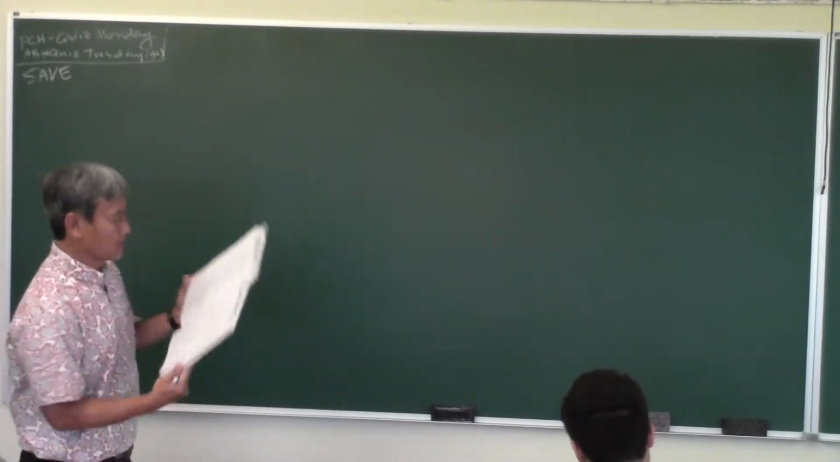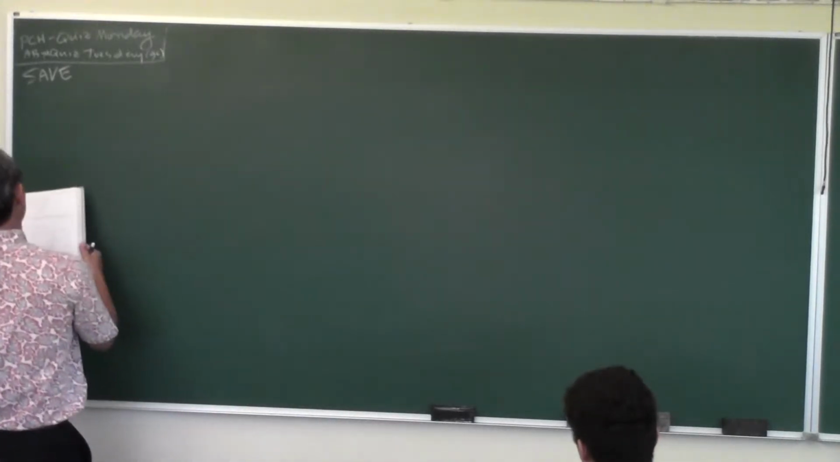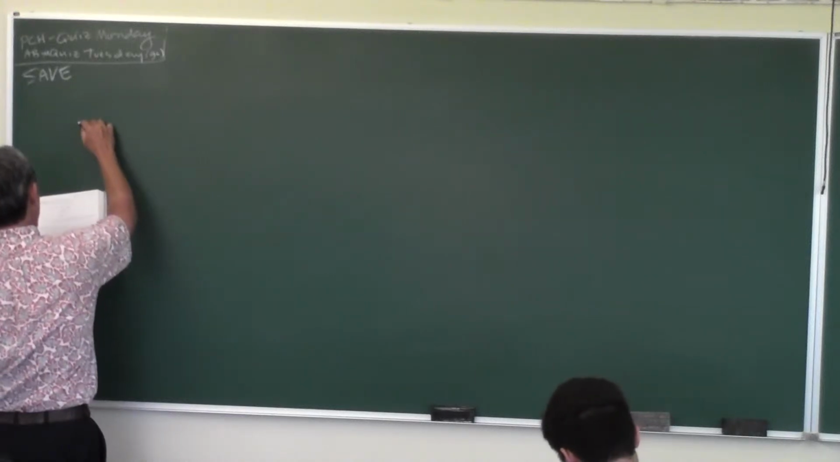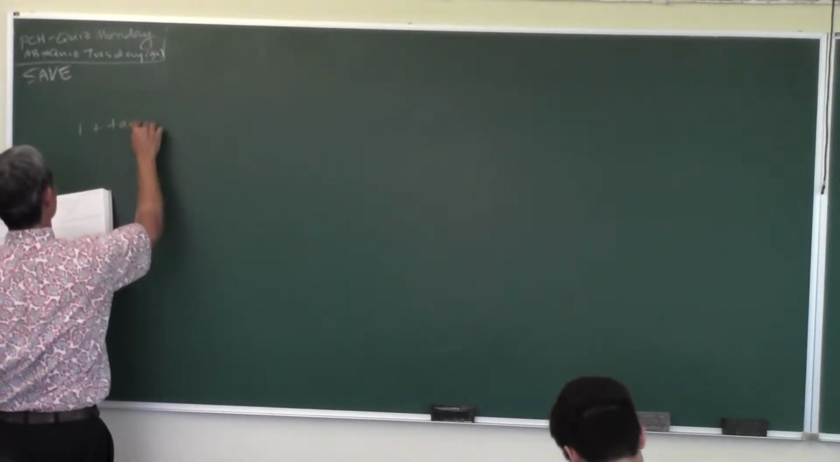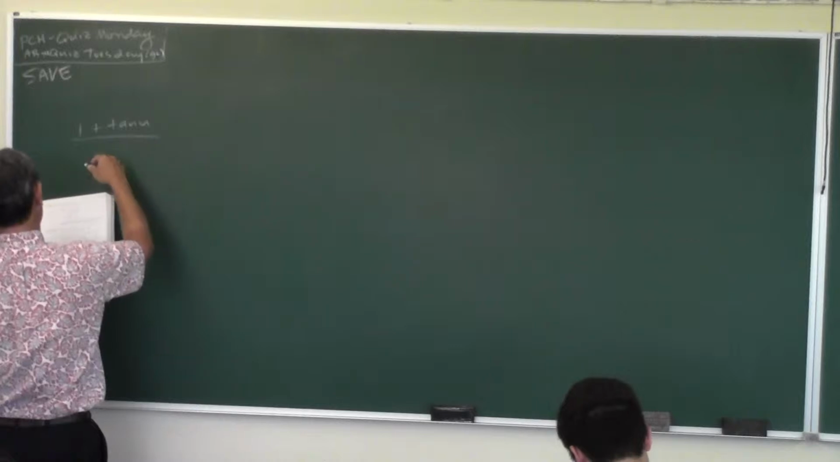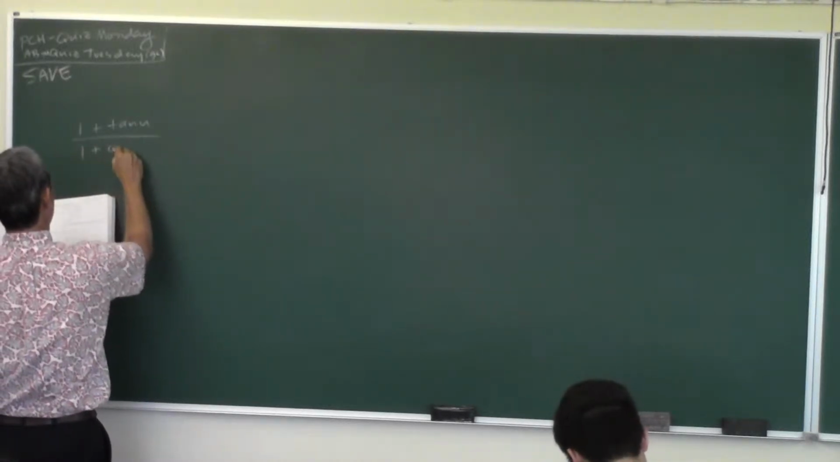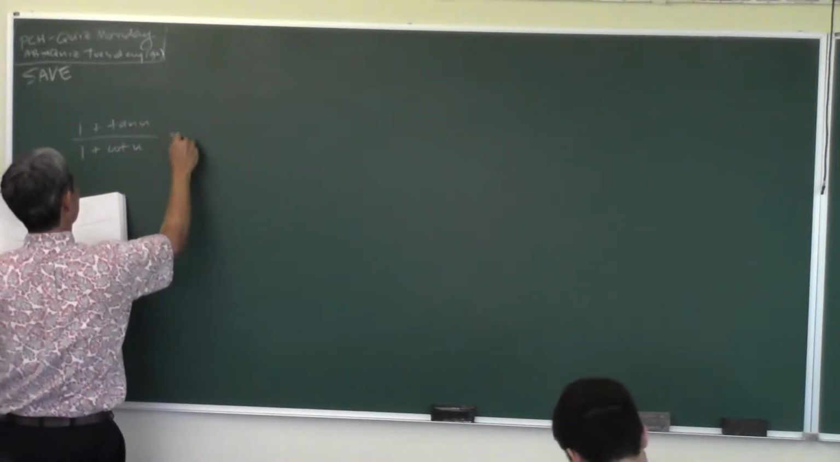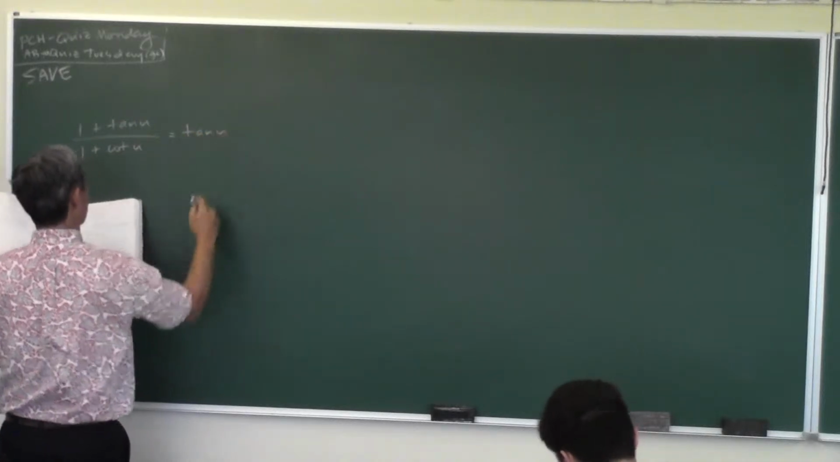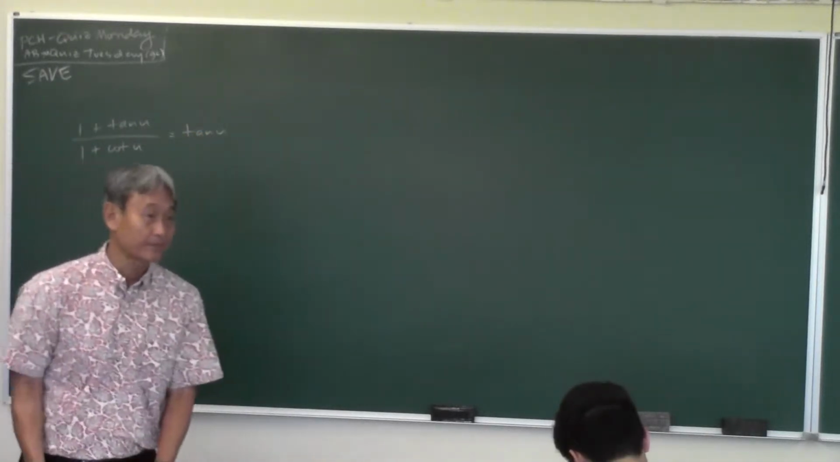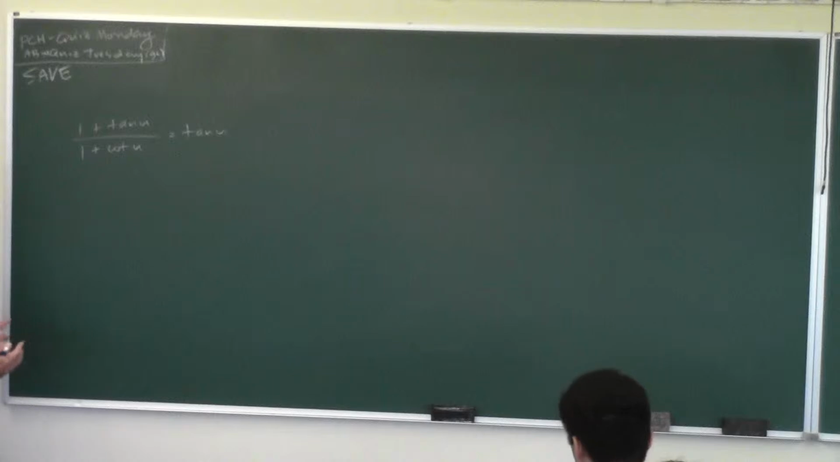Okay, let's look at example 5 in the book. It says, establish this identity. 1 plus tangent u. Now they're using u for the angle. 1 plus cotangent u is equal to tangent u. Now, first of all, what is an identity?